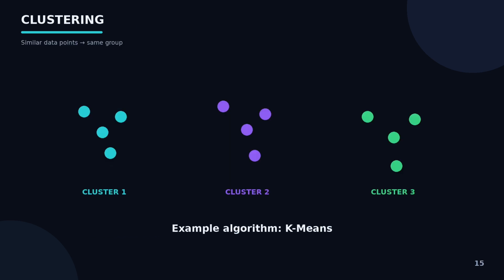One of the most important unsupervised learning techniques is clustering. The idea is simple. Put similar data points closer together into groups called clusters. For example, customers with similar purchasing behavior may end up in one cluster. Customers with different behavior may end up in another. A famous clustering algorithm is k-means. We will study k-means in much more detail later when we reach unsupervised learning algorithms.